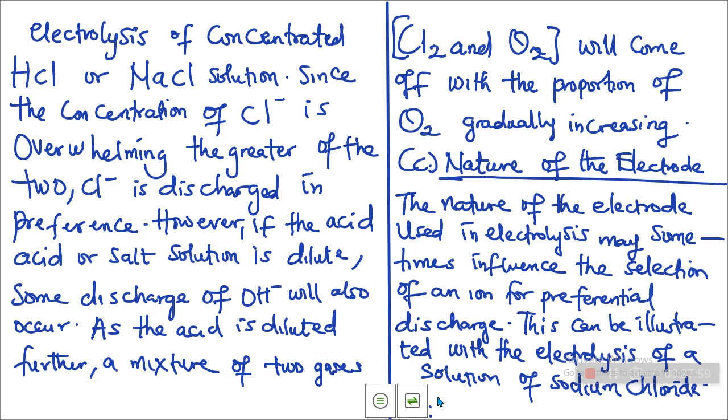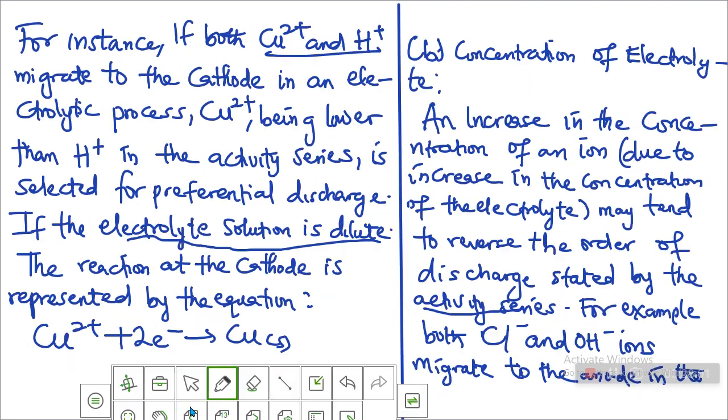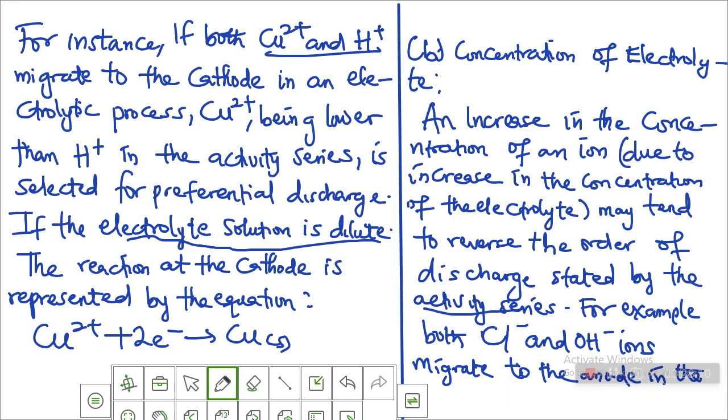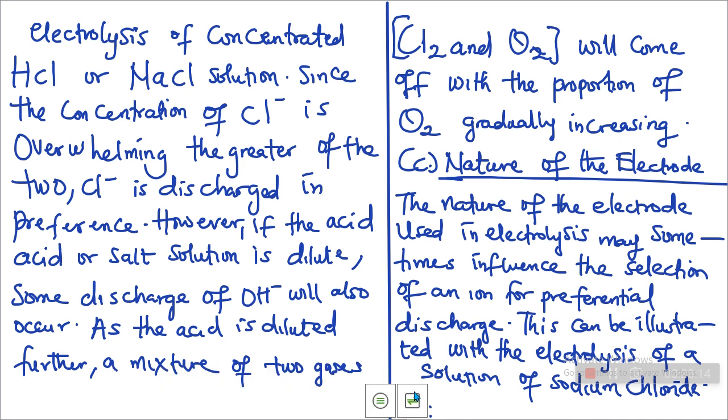You know that normally, between chlorine and OH minus, OH minus should discharge. But because the solution is concentrated, I hope you understand, instead of the hydroxide ion discharging, the chlorine will discharge. Why is it that chlorine discharges? The reason is that the concentration of chlorine is overwhelmingly the greater of the two. So chlorine is discharged in preference.